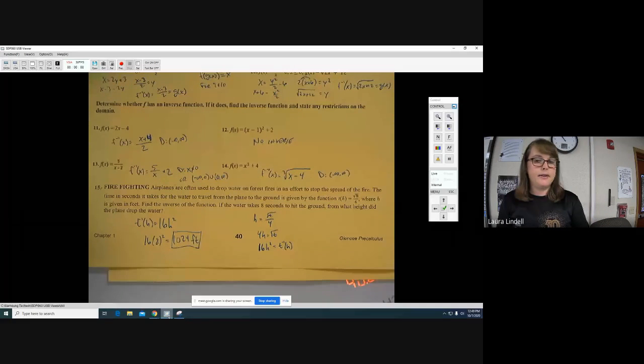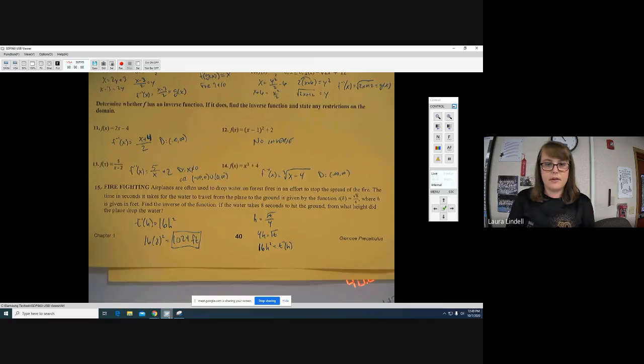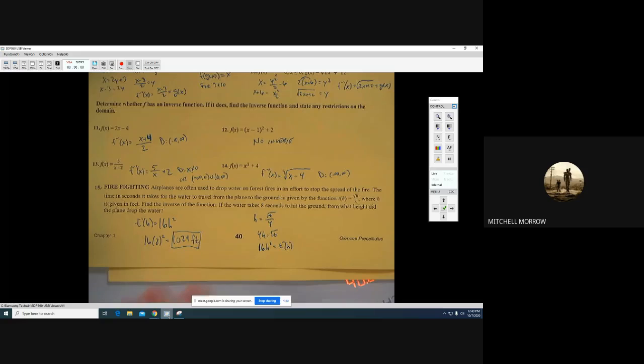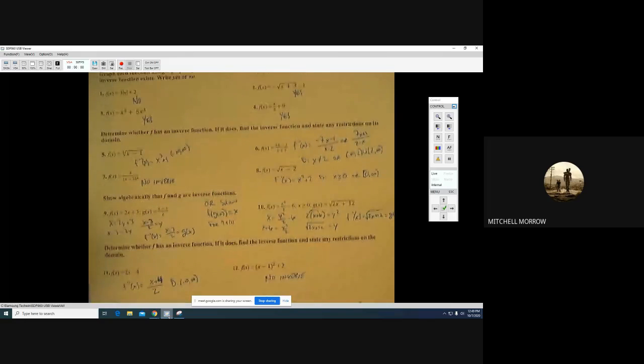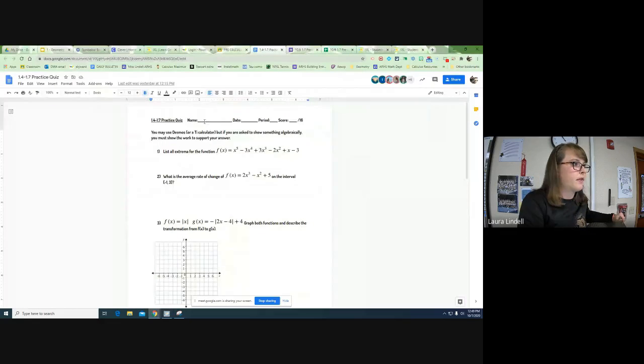Okay, any questions on the worksheet 1.7? I've got a question on the first problem. I forgot what extrema is. Oh, that's for the, what's it called, the practice quiz. So basically the extrema are maxima and minima, right?